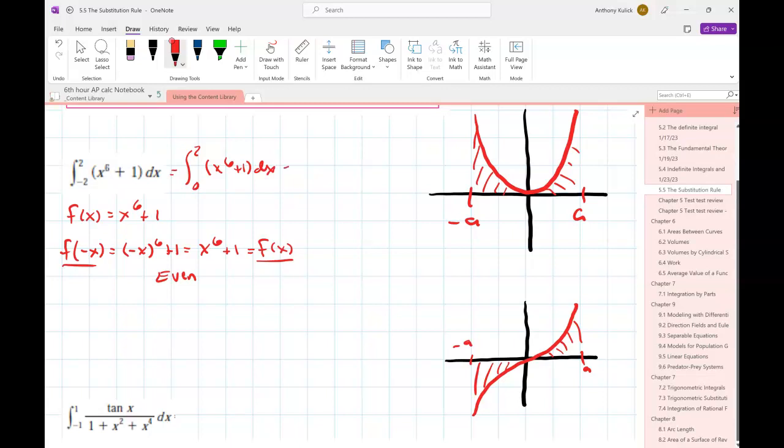So if we wanted to integrate this, then we'd have x to the 7th over 7 plus x evaluated from 0 to 2. So what's that? 128 over 7 plus 2 minus 0. Whatever that is. I'm not doing the arithmetic. I don't care enough.